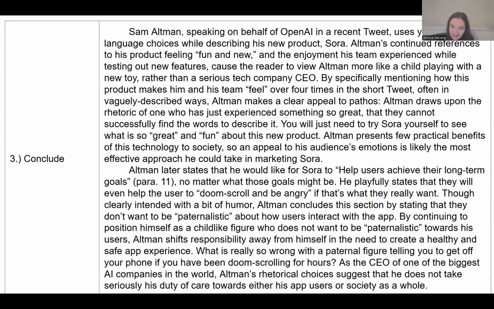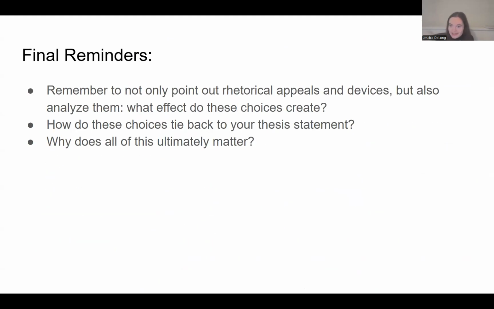In my case, that last sentence is where I was really trying to do that piece of things here, where I wrote, as the CEO of one of the biggest AI companies in the world, Altman's rhetorical choices suggest he does not take seriously his duty of care towards either his app users or society as a whole. Again, that sentence is hopefully, if I did a good job at this, grounded in all of the language and rhetorical choices I pointed out before. But ultimately, it should tie back to some clear reason for your reader about why all this ultimately matters. Why should they care? All right.